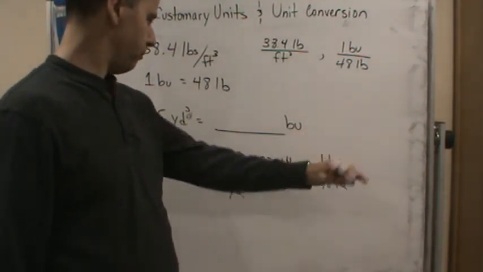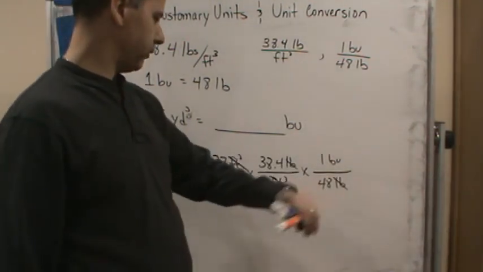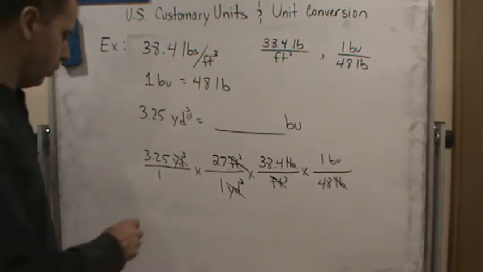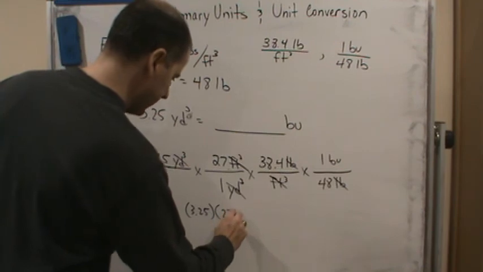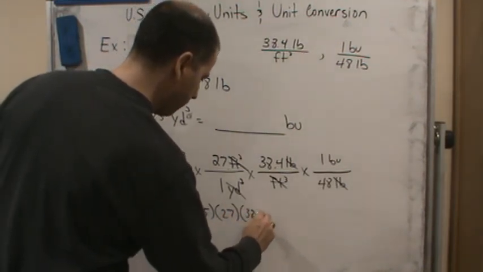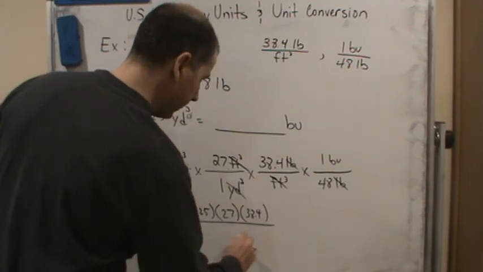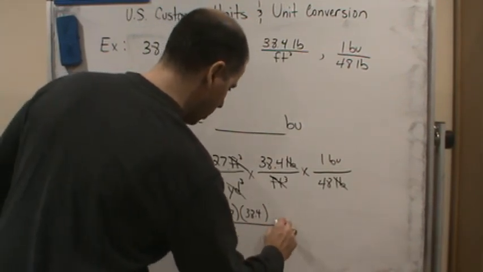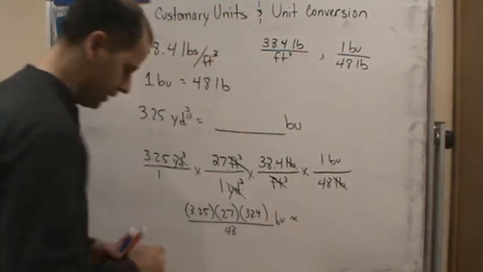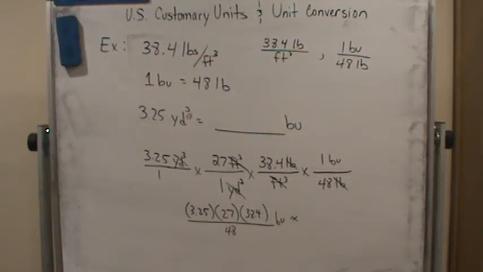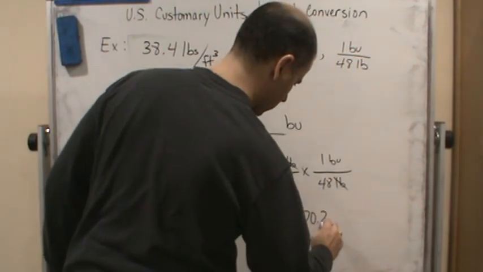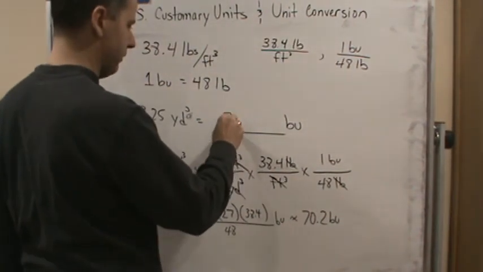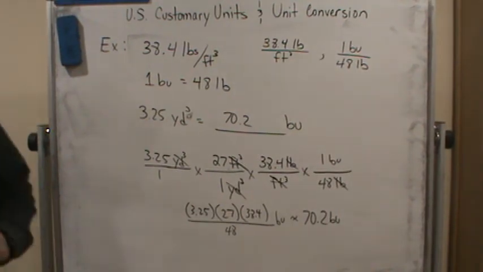So now all we have to do is multiply across the top, multiply across the bottom, and divide. So what do we get? We get 3.25 times 27 times 38.4 divided by 48. And so that's going to be bushels, which gives us approximately 70.2 bushels. So 70.2 bushels. And there you go.